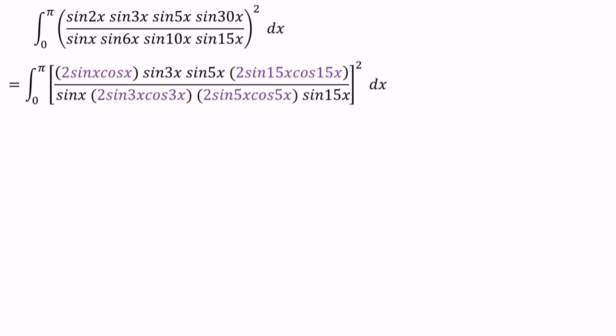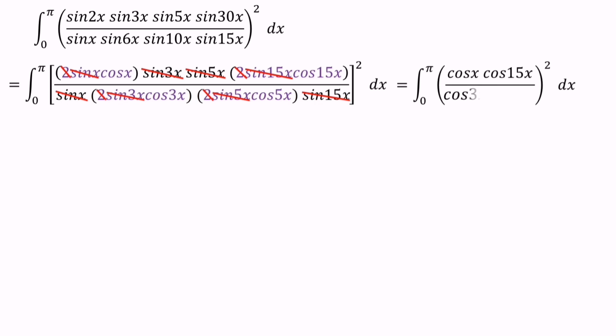Then we can cancel out all the sine terms in the numerator and denominator. After that, we get cos x cos 15x over cos 3x cos 5x, perfect square.